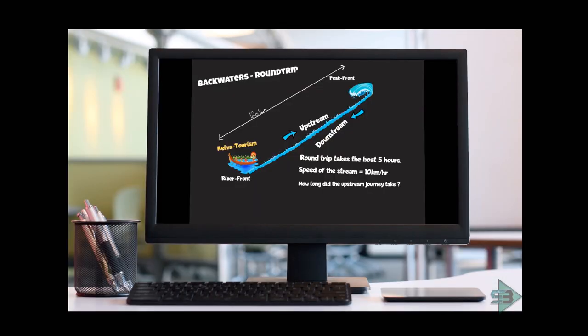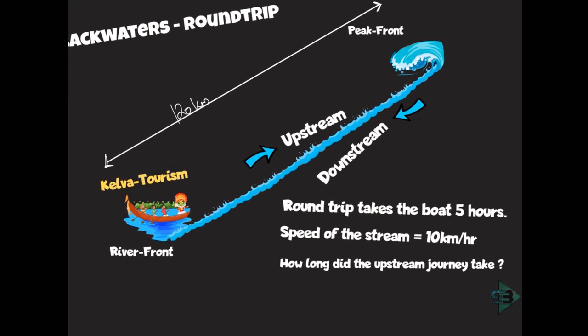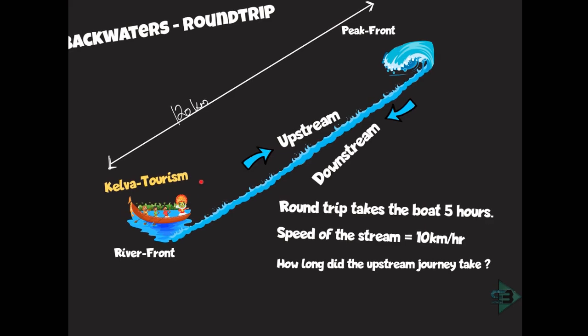So now we are at backwaters round trip. Now what is this round trip about? The Kerala tourism boat goes from the riverfront to the peak front. That is an upstream that is given to us. So the boat is going against the stream flow. The stream flow is towards down. If you can see, the stream flow is towards down. And the boat first goes from riverfront to the peak front, which is an upstream going against the flow.